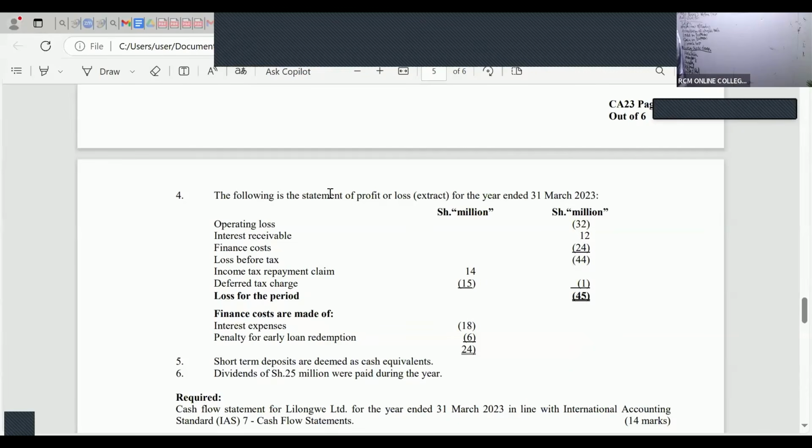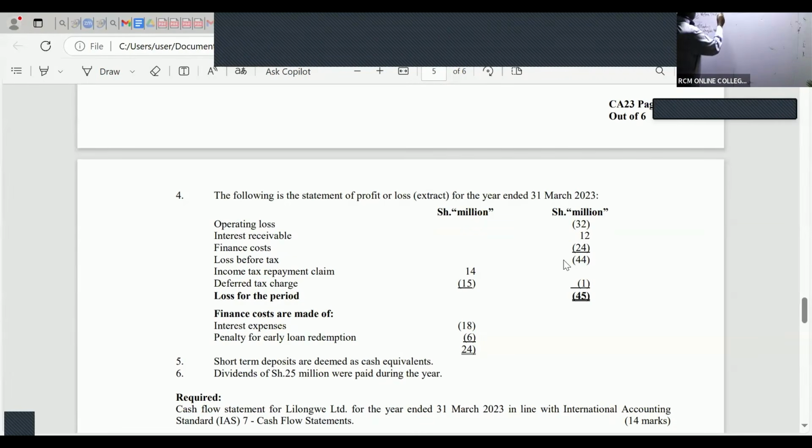And then you can see here, we have loss before tax. This was a loss. We are used to taking profit before tax. The examiner is also quite a tough examiner. So here he came and he gave us loss before tax. We shall start with that 44 negative.